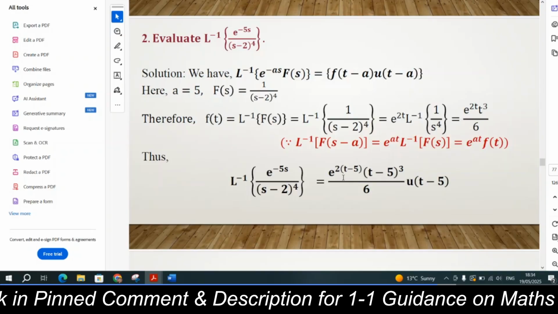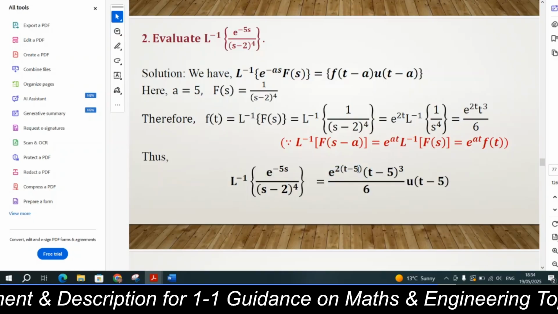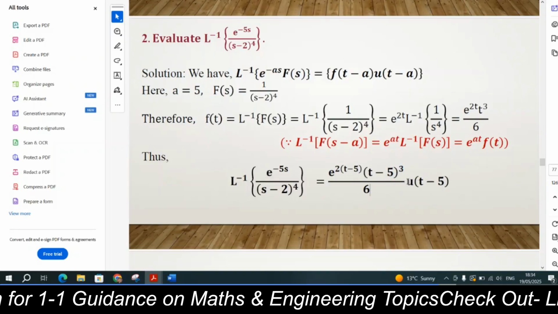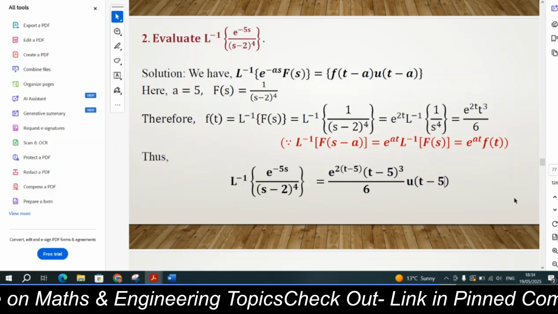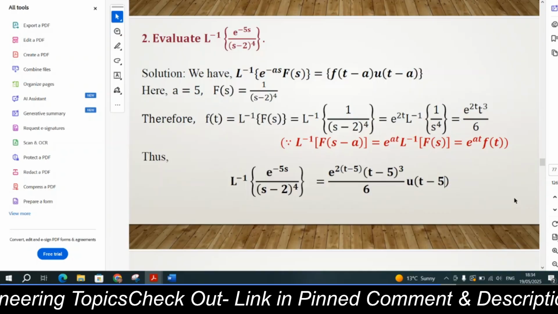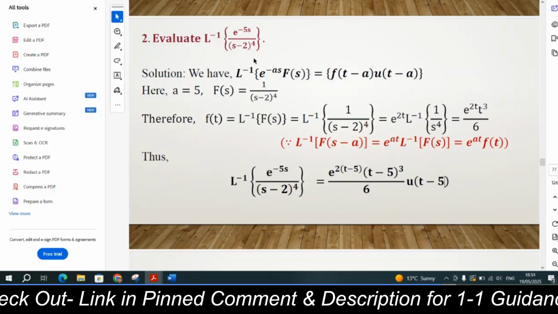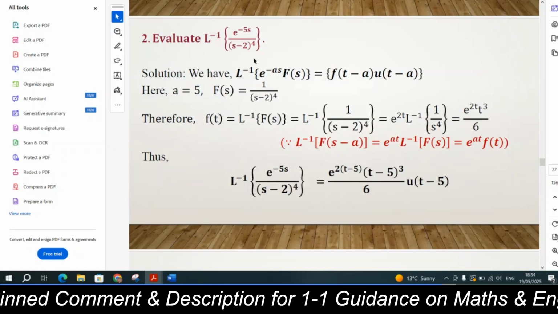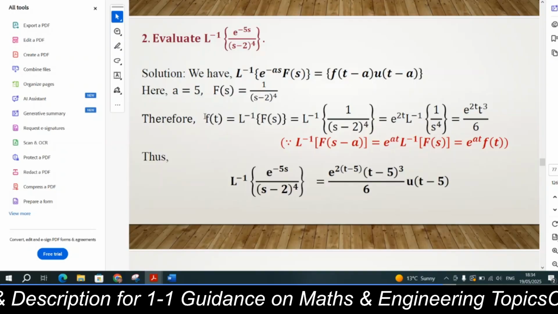Now, this is f of t, but what do you want? F of t minus a into u of t minus a, where a is 5. So, within this f of t, you are now substituting every t with t minus a. So you get e raised to 2 into (t minus 5), t cube becomes (t minus 5) the whole cube, 6 remains as it is, and then it is multiplied by u of (t minus 5). You don't have to simplify this further. Is that clear? Yeah.